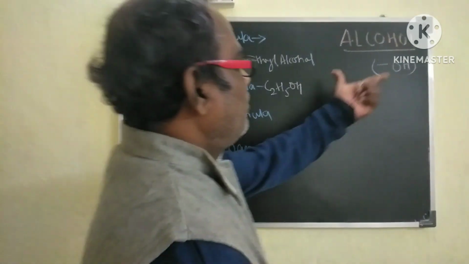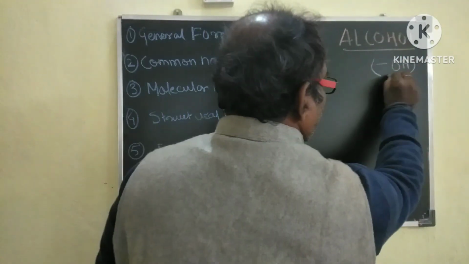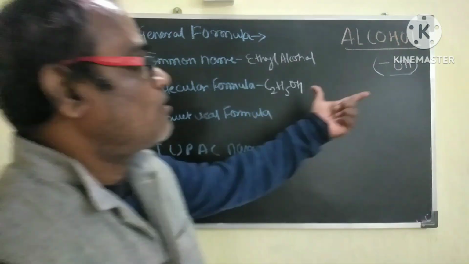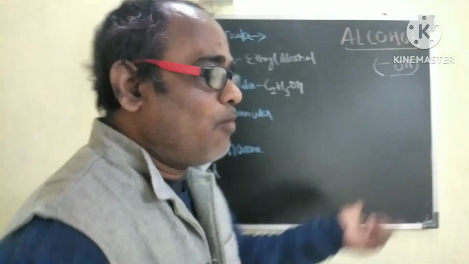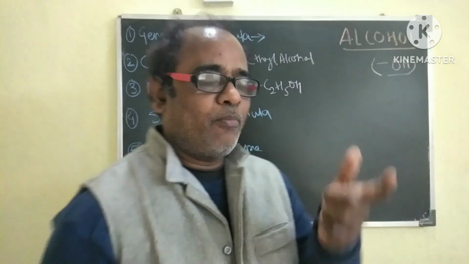Today we will be going with one more chapter, that is alcohol. Alcohol, the functional group is OH, as we can see over here. Now alcohols are the hydroxyl derivatives which can be formed very easily by replacing hydrogen atoms from alkanes.